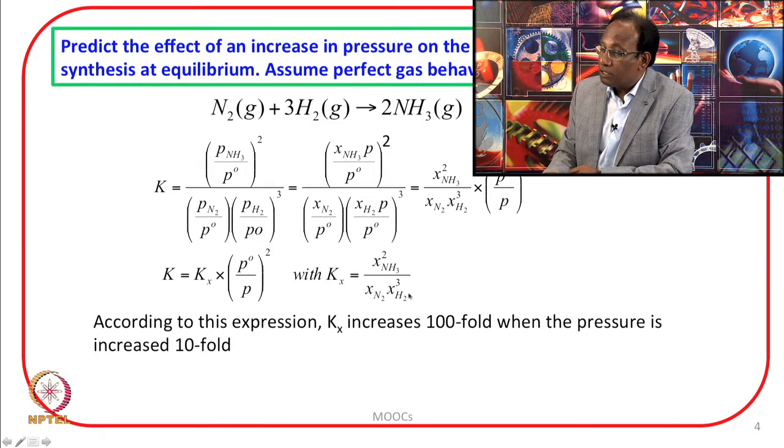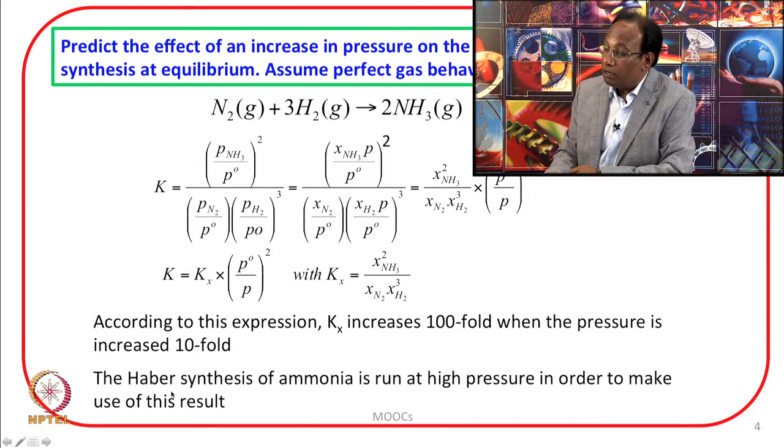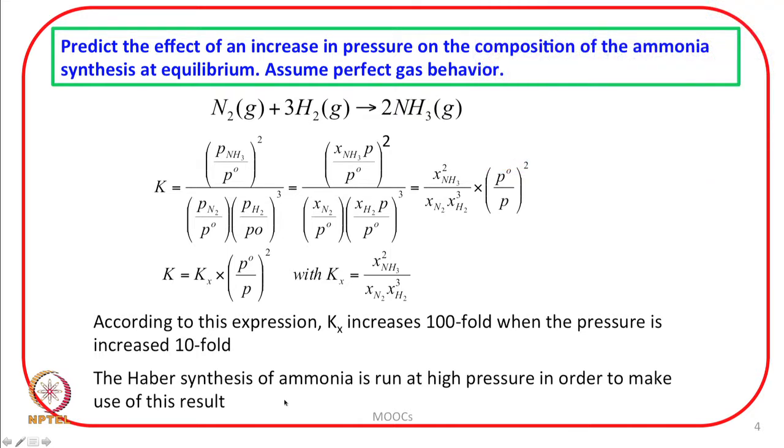And Kx, you see, Kx is the ratio of the mole fractions of ammonia and the reactants. So, if Kx increases, that means the production of ammonia increases. And that is why you see the comment over here, the Haber synthesis of ammonia is run at high pressure in order to make use of this result. So, this example very clearly demonstrates the effect of pressure on the equilibrium composition.